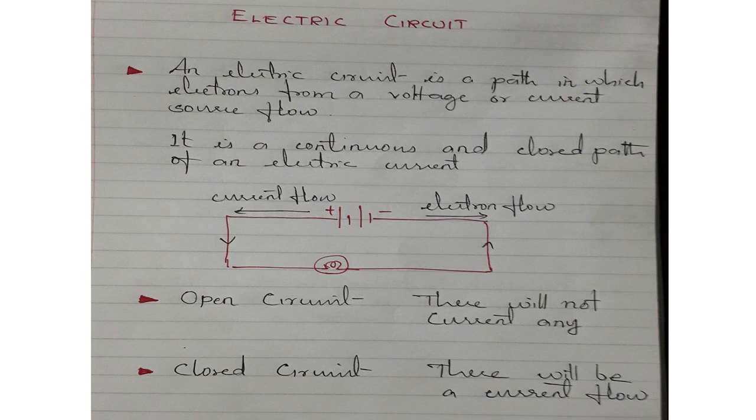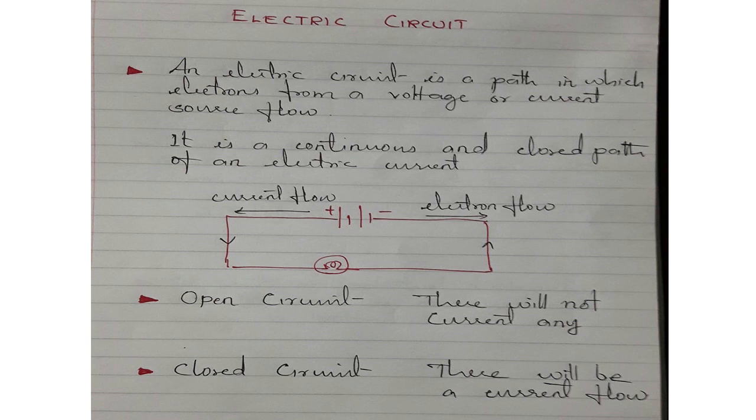For that, the switch must be in on stage. If the switch is in on stage, there will be a current flow. Then that kind of circuit is called a closed circuit. So current will only flow when the switch is closed or in on stage. An electric circuit is considered to be of two kinds, open circuit and closed circuit. Through an open circuit, no current will flow. Through a closed circuit, there is a current flow.